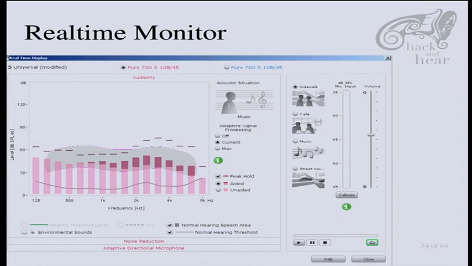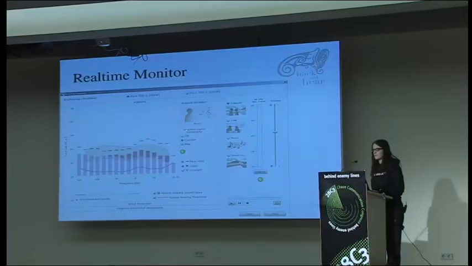It also has this situation recognition in different settings, and one of them is music actually. I tried with different types of music. If you like heavy metal, you will never see music here. It's usually noise.